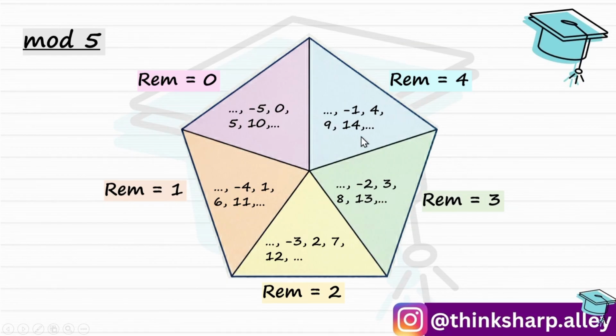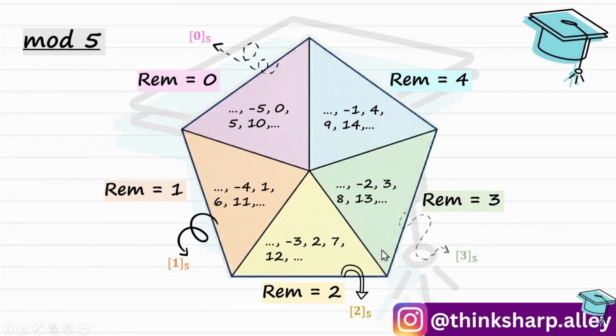Now, how do we denote all of these groups? Using square brackets. And we write inside the square bracket the smallest non-negative number, that is 0 over here. So the remainder itself. 0 modulo 5. The modulo number is always written as subscript. Similarly, remainder 1 group can be denoted like this, 1 and 5 over here. Remainder 2 group, remainder 3 group is denoted in this way.